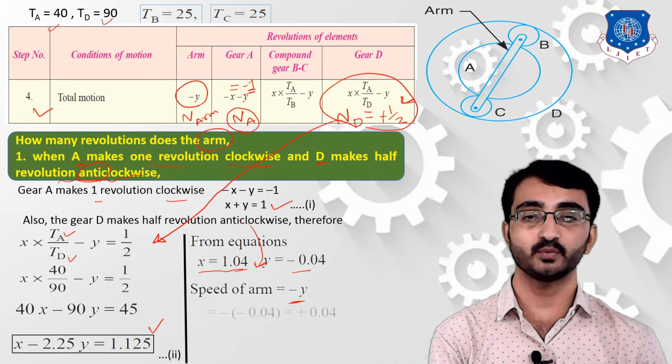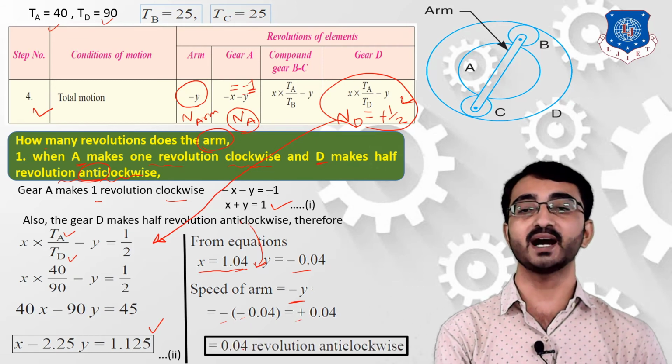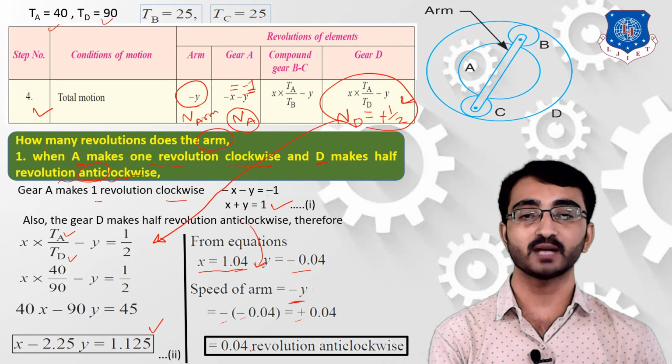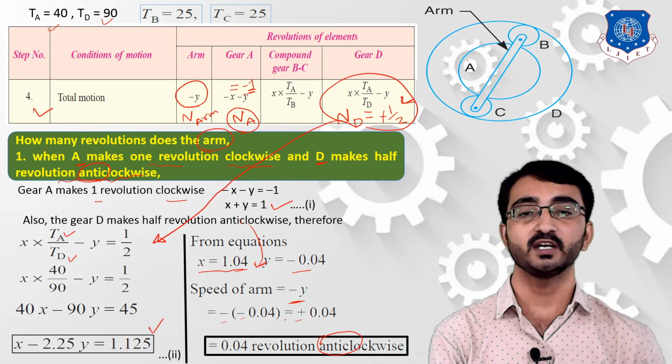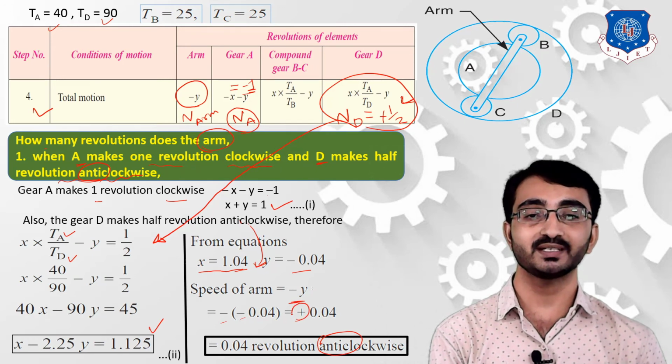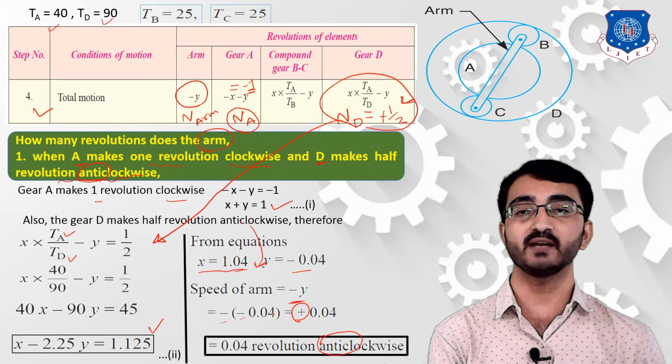So we can put the value of minus 0.04 over here for y. This minus sign will be balanced with a plus symbol. So your final speed of arm is equal to 0.04 rpm, and it is rotating in anti-clockwise direction. Be careful, students, over here. You always have to mention the direction of motion, otherwise your marks will be deducted in your examination.